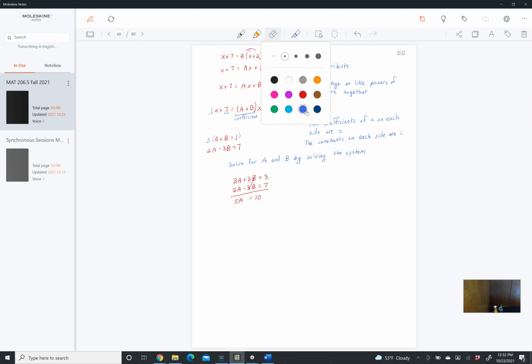Divide both sides by 5. If you are struggling with the system, go back to the video from the first unit on systems of equations. So we get that a is equal to 2. Plug back in. 2 plus b is equal to 1. B is equal to -1. You can subtract 2 from both sides. And then you would just plug it back in. Okay.